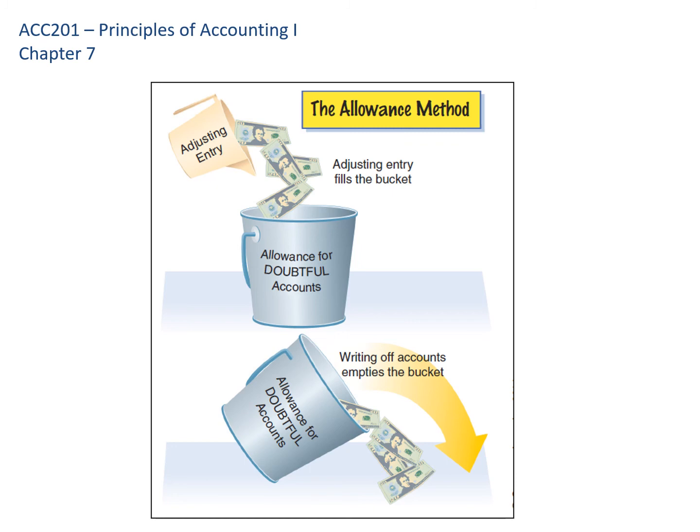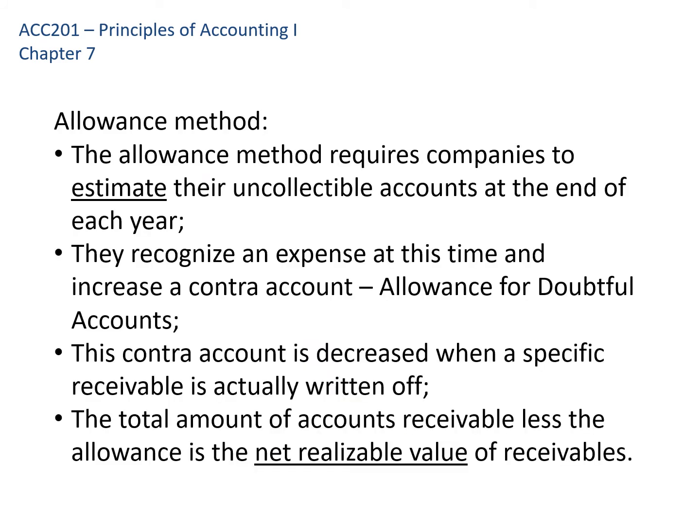And then when we actually write things off later, we don't recognize an expense at that point because we already recognized it when we made the provision. So later when we write things off, we're going to take it out of that provision, out of the allowance account. So the way that looks on the, well, first let me talk about a little bit more.